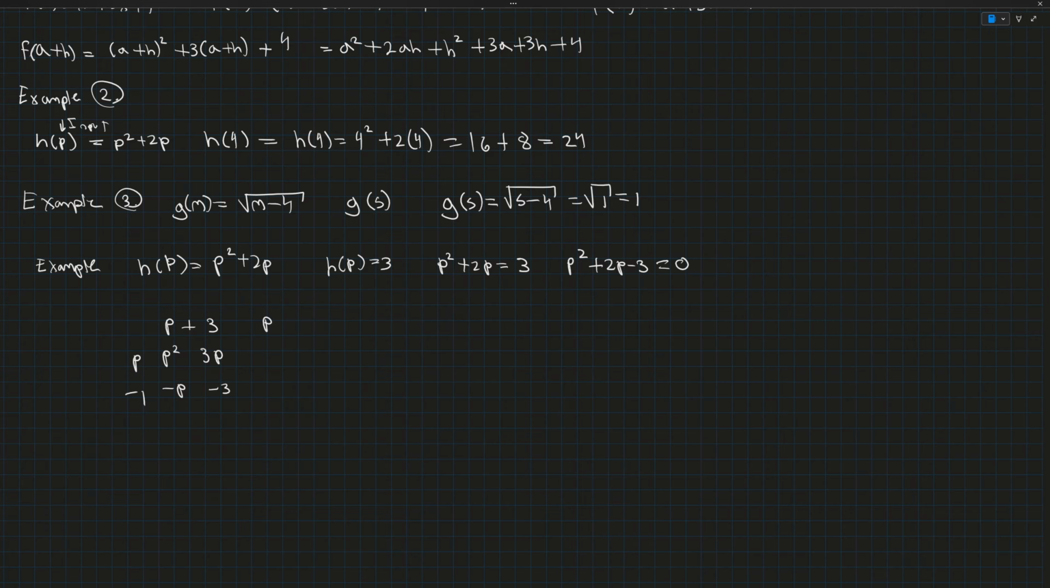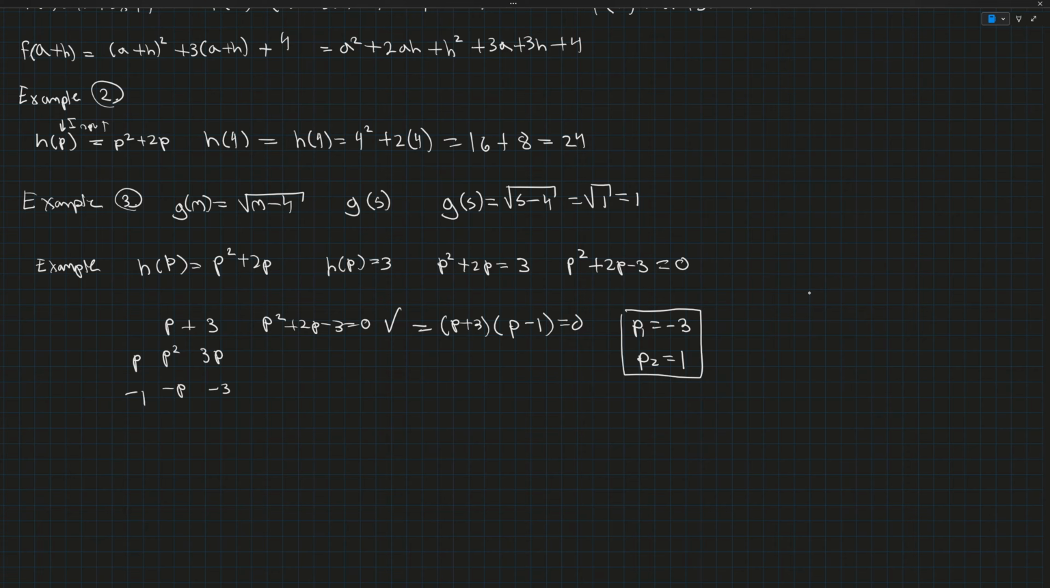Adding all the common terms, p squared plus 2p minus 3, which works, which means that this is just equal to p plus 3 times p minus 1 is equal to 0, which means that p1 is equal to negative 3, and p2 is equal to 1. And these will be the solutions to this problem. We're just working backwards.